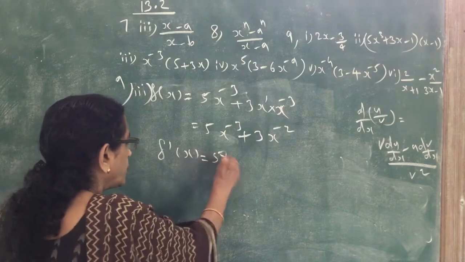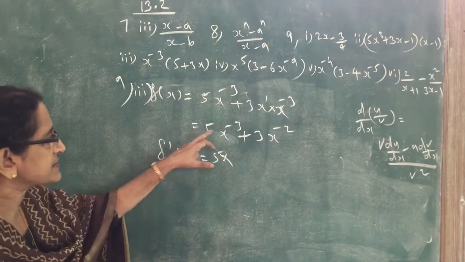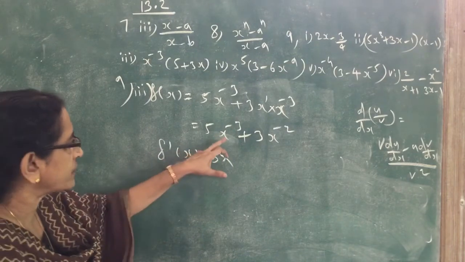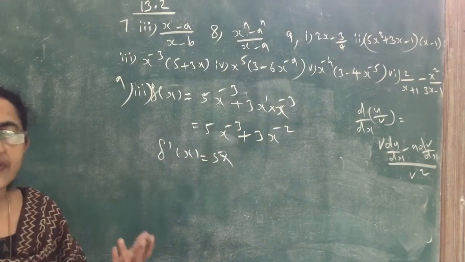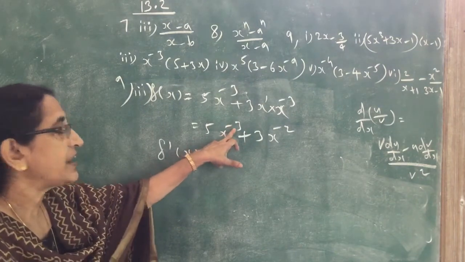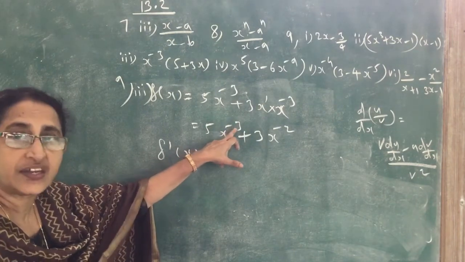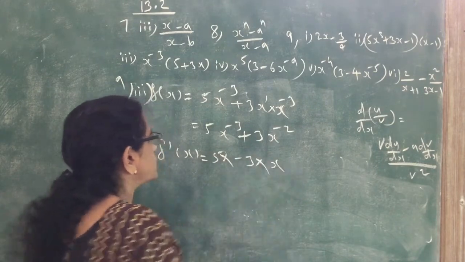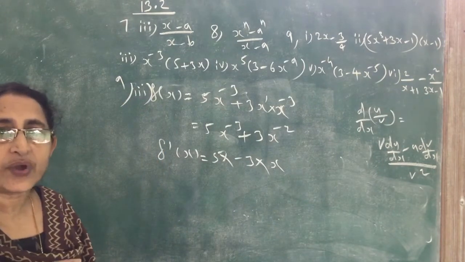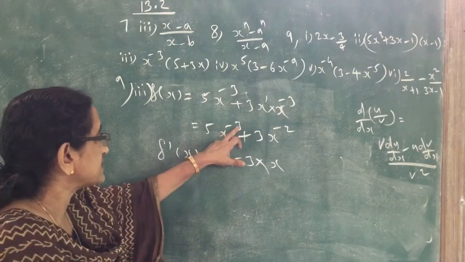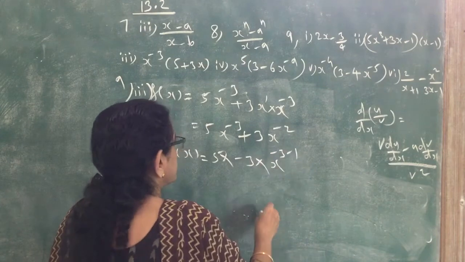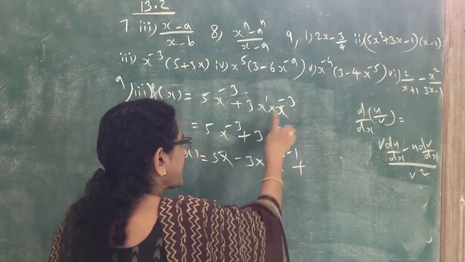5 into the derivative of 5x raised to minus 3. 5 is a constant, we can take it outside. 5 into the derivative of x raised to minus 3. Apply the formula: the derivative of x raised to n is n into x raised to n minus 1. Here n means minus 3. So minus 3 into x raised to minus 3 minus 1. Plus the derivative of 3x raised to minus 2.